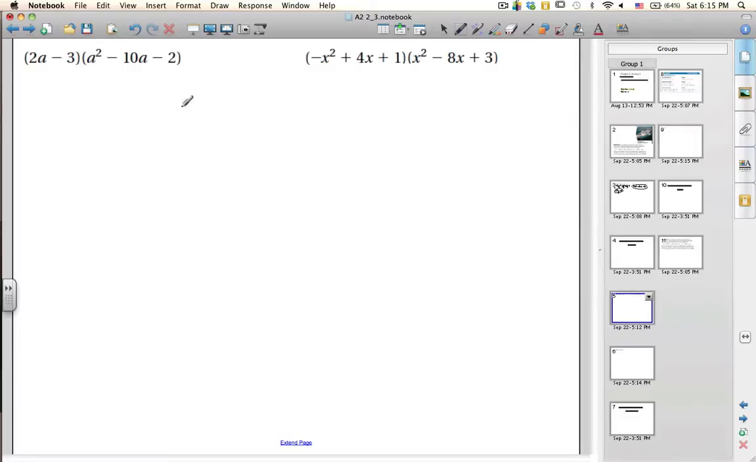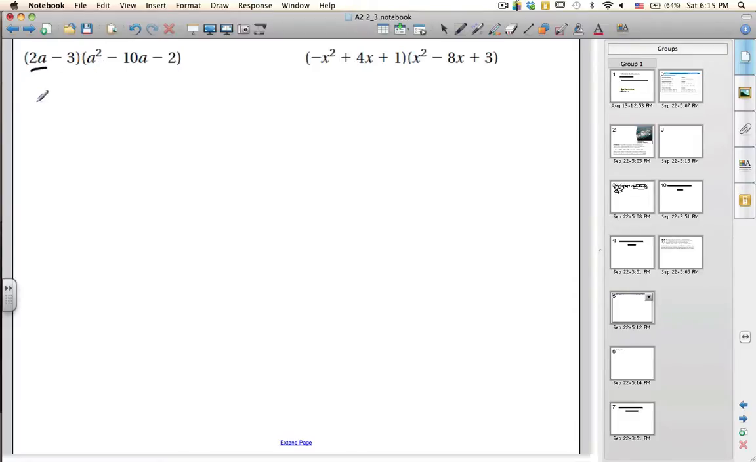Okay, so when we want to multiply polynomials, we're doing the same sort of thing that we did with FOIL. But remember, FOIL is the distributive property when you're multiplying two binomials together, right? The distributive property basically says I take everything in the first binomial times everything in the second binomial. So normally I'll start with the first one, and I'll multiply times each of these three.